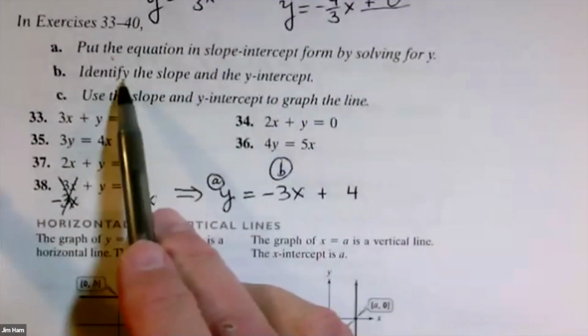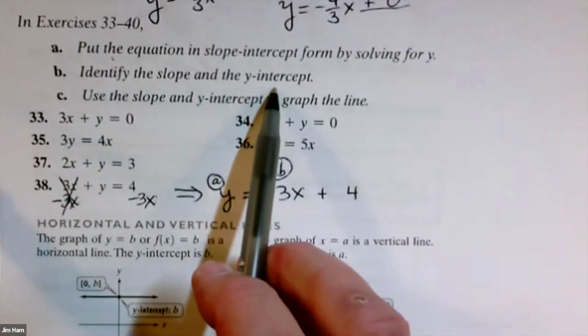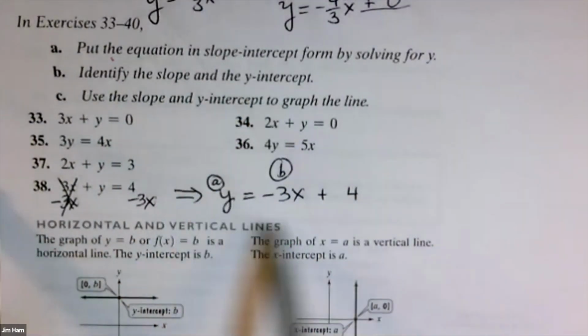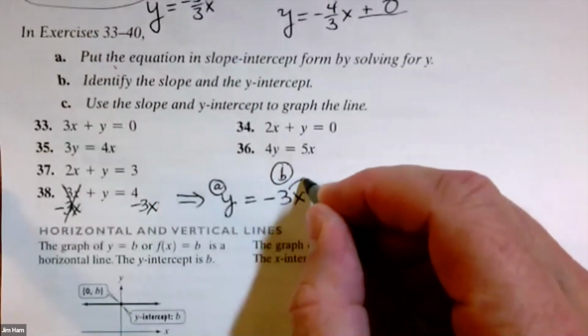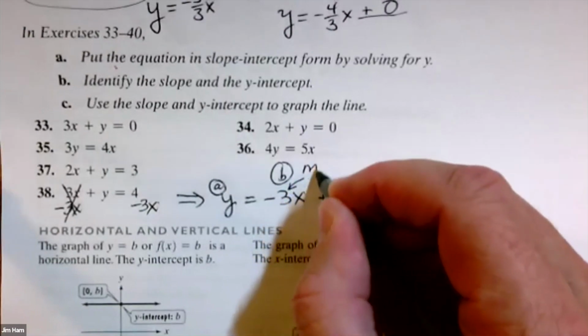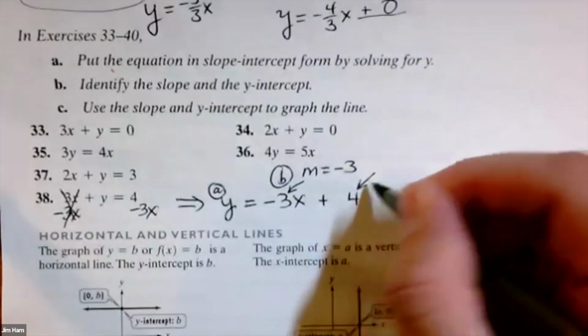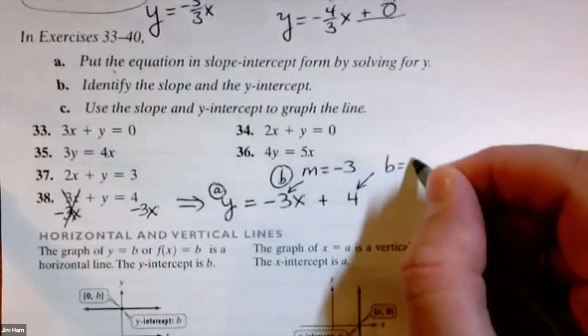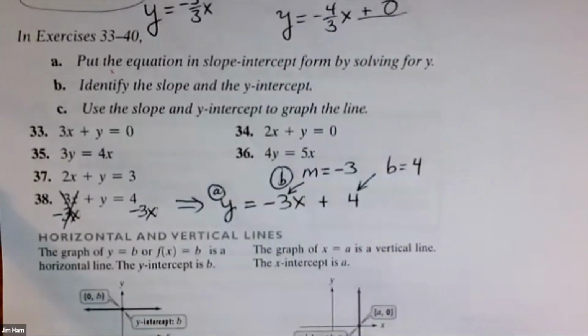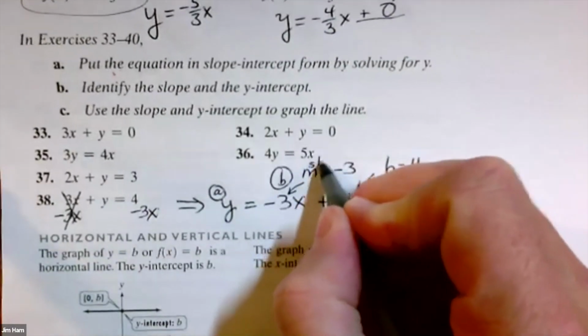Part B wants us to identify the slope and the y-intercept. Well, if the equation is in the slope-intercept form, then the number that is attached to the x, that is the slope. The slope is not negative 3x. The slope is negative 3. It's just the number in front of the x. And the number that stands out here by itself is the y-intercept. So that's the value of b.